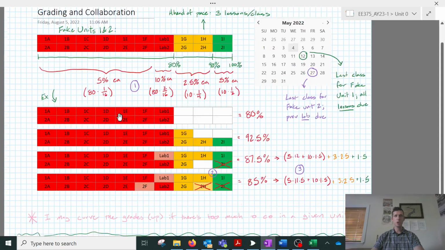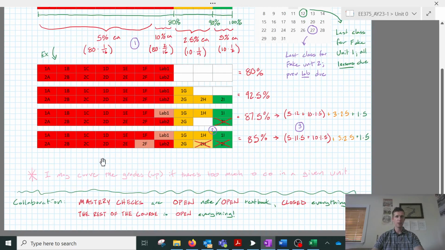All right. The last note I want to give you about grading down here in pink is that there's a big caveat to all this, which is if partway through the semester it seems like this is not working, then I'm going to adjust it. But I think it'll only ever be in your favor.